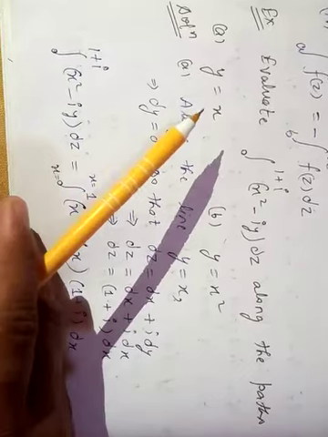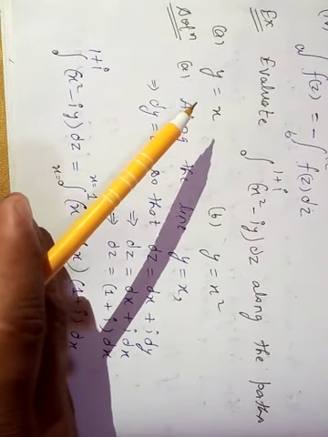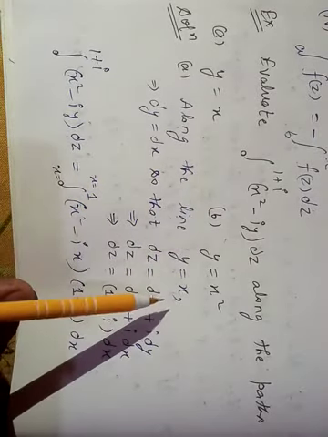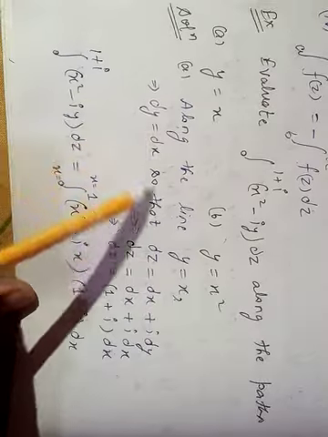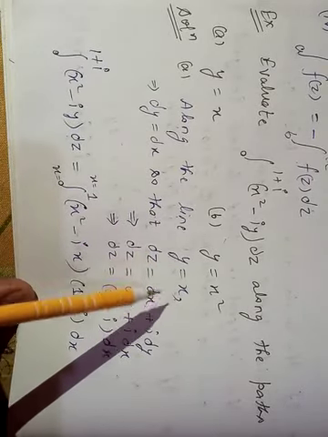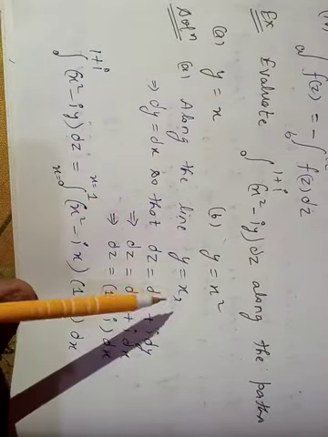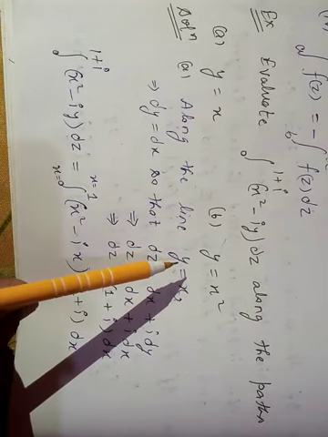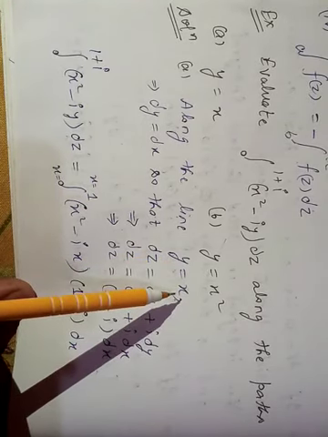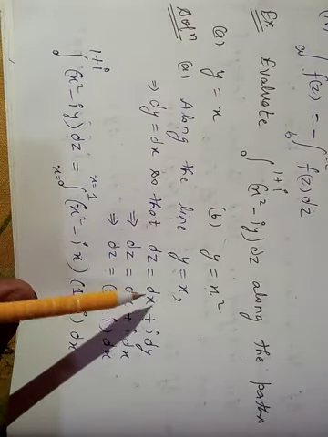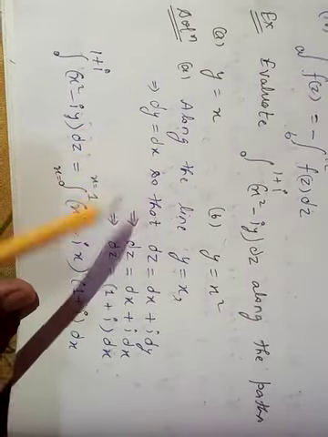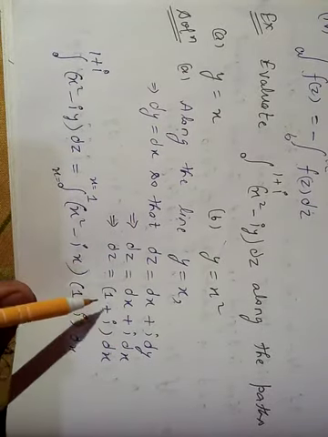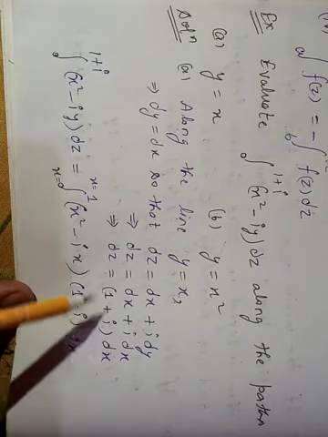Now solving for path 1, y equal to x, along the straight line. Along the line y equal to x, we have dy equal to dx, obviously. The elementary change in y will be equal to the elementary change in x. So we have dz equal to dx plus i dy. Replace the value of dy by dx. So dz is equal to 1 plus i, taking dx common, (1 plus i) dx.